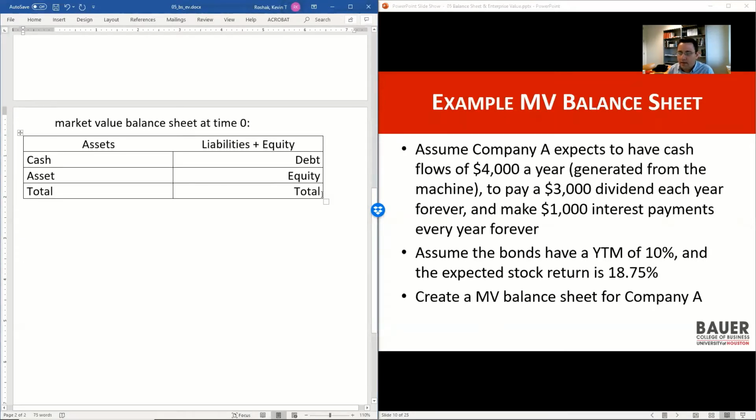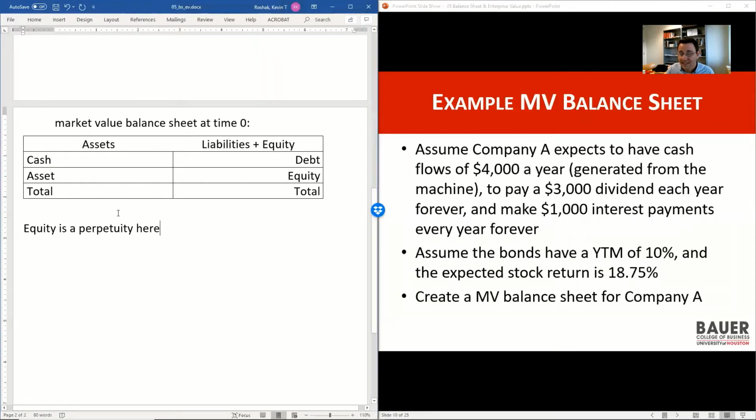Let's focus on, say, equity first. Okay, what's going on with the equity? How could we value that? Well, this company is going to pay a $3,000 dividend every year forever. So what does that look like? Well, it's a perpetuity, right? We're making a big simplification for what's going on with the equity. We're saying it is a perpetuity, the cash flow is $3,000 each year.